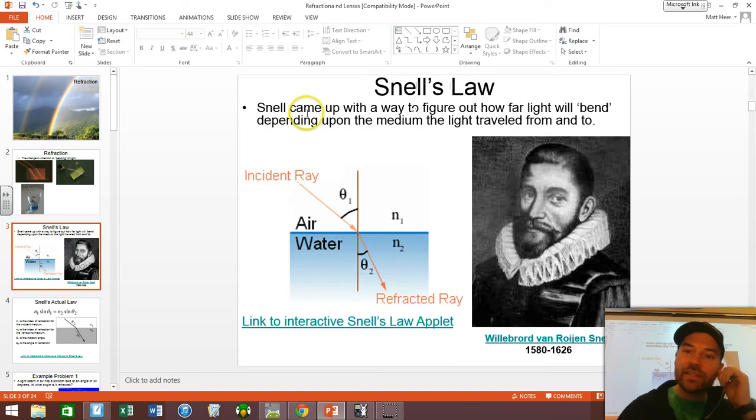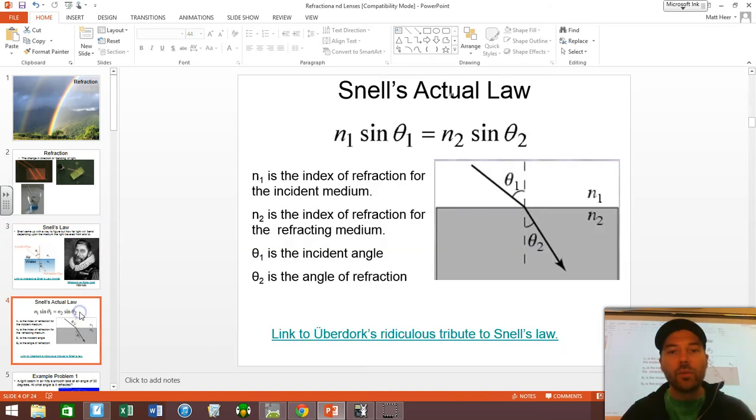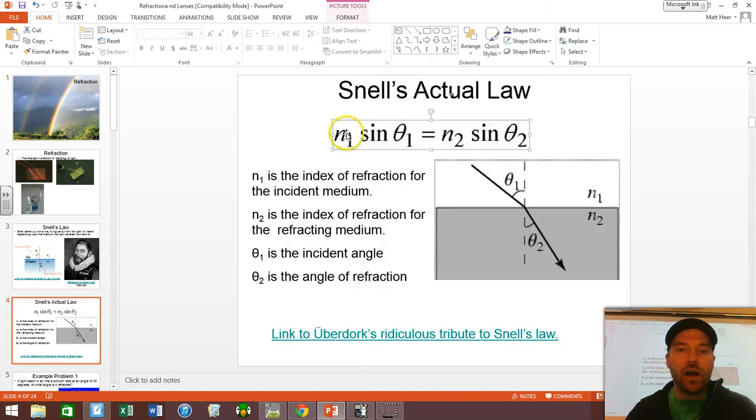The first person to quantify this, his name was Willebrord Snellius, and he came up with a law that dictates how to figure out how far light bends when it enters into water. His law is n1 sine theta 1 equals n2 sine theta 2. n1 stands for the index of refraction of whatever medium you're in currently. Theta 1 is the incident angle, and remember, it's always with respect to the normal. n2 is the index of refraction of what you're going into, and theta 2 is the refracted angle. Not the reflected angle, but the refracted angle.